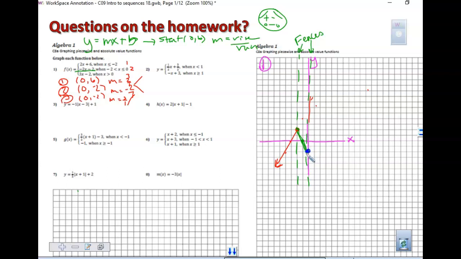It's already a closed circle right here at 0. And now I am going to go up 3 and over 1, up 3 and over 1. And then I'm going to continue that.